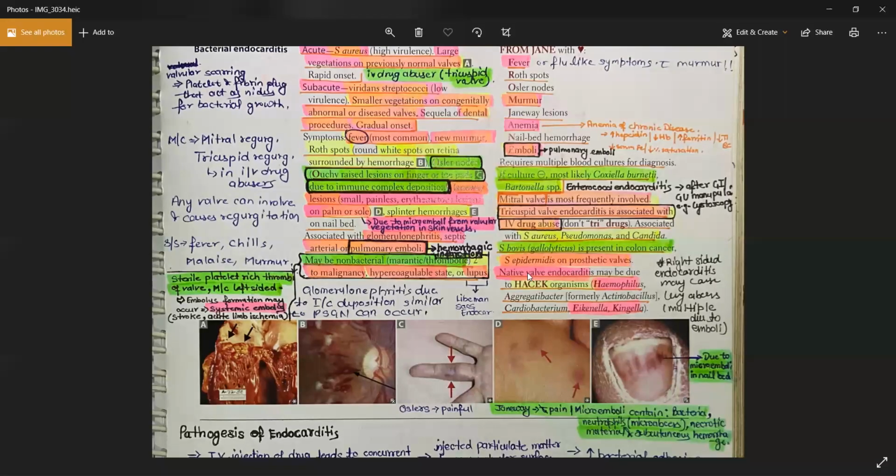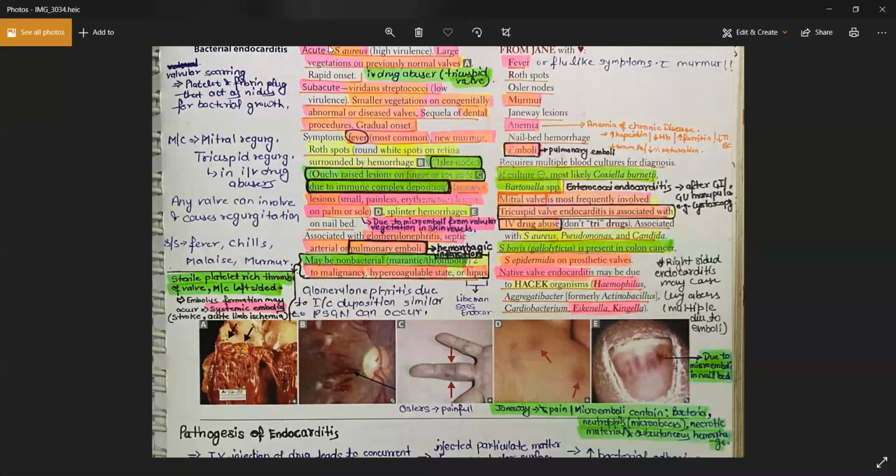Then comes the native valve endocarditis. These are caused by the HACEK organisms. H for Haemophilus, A for Aggregatibacter, C for Cardiobacterium, E for Eikenella, and K for Kingella. They will all cause native valve endocarditis. That means the native valve of the patient, the natural valve of the patient, not the prosthetic devices.